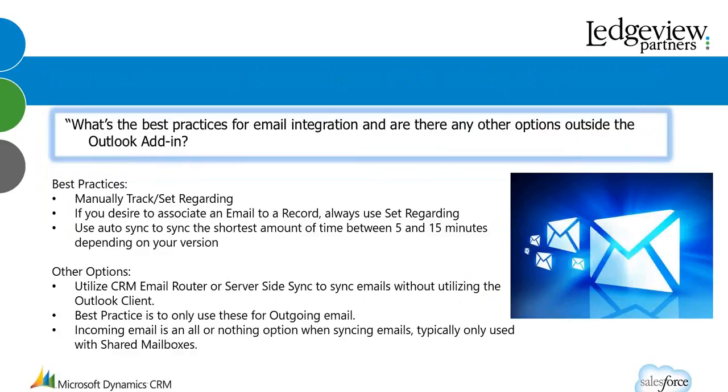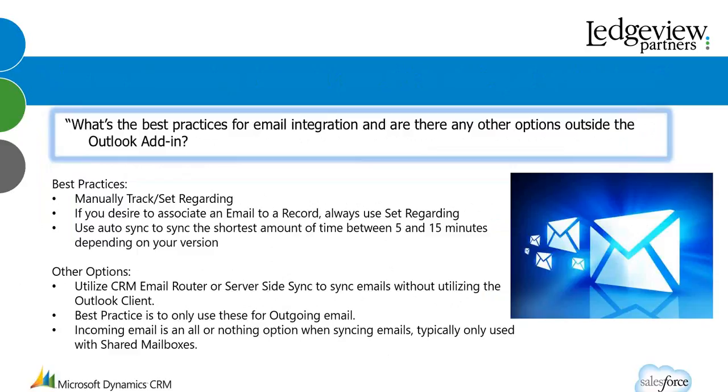Our next question is, what's the best practices for email integration, and are there any other options outside of the Outlook plugin? Great question. I'm going to start off with the best practices. Best practices for the Outlook plugin is to manually track and set regarding all incoming emails. I recommend set regarding if you're going to associate the email to a record like an account, a contact, or a lead, because it'll save you some steps.